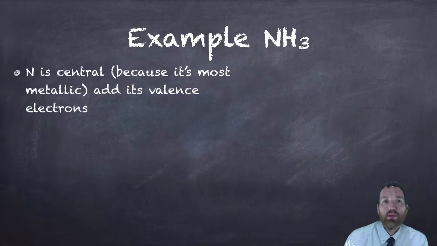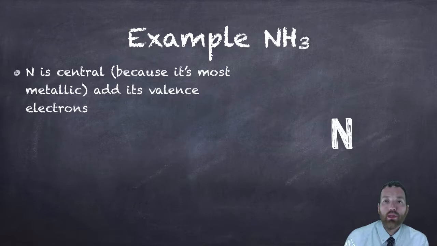So your next step is to figure out who's in the middle. Well, I said earlier, nitrogen's in the middle. Nitrogen is central because it's most metallic. Now, when we usually think of metallic character, we think of furthest to the left. You might be saying, well, hydrogen is further to the left than nitrogen, and that's true, but hydrogen can never be the central atom because it can only hold 2 electrons, which means it can only form 1 bond. If you ever have more than 1 bond to a hydrogen, you've done something wrong. So nitrogen is more metallic than hydrogen.